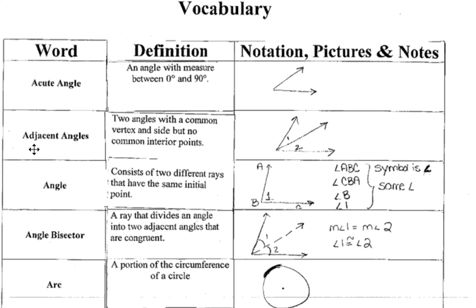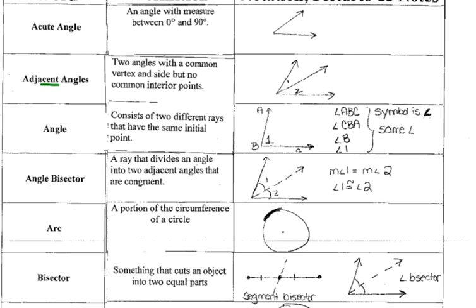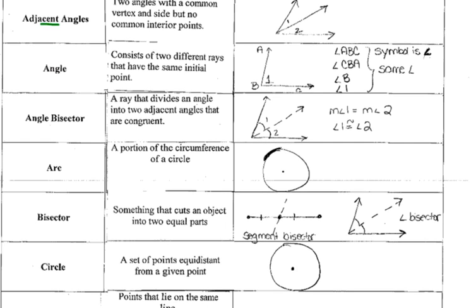The next one, adjacent angles. The definition, if you look at the words, seems fairly complicated. What this really means, or how I think about this, is that the word adjacent means next door. So these two angles live next door to each other. Angle 1 lives next door or adjacent to angle 2 in the picture. An angle, remember, just consists of two different rays that have the same initial point. So in the picture, the initial point that both rays have is point B.